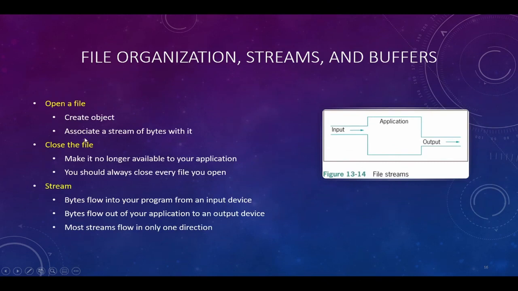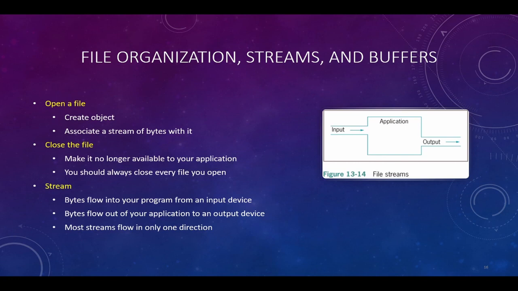When you open a file, you're actually creating an object, okay? And what you're doing is you're associating a stream of bytes with it. So when you open a file, you're allowing it to have access to be in this stream. Okay, when you close that file, you're closing that door. It is no longer accessible to the program. One of the big things to do is to make sure that you are closing every file that you open. Okay, leaving files open can leave them open to security issues.